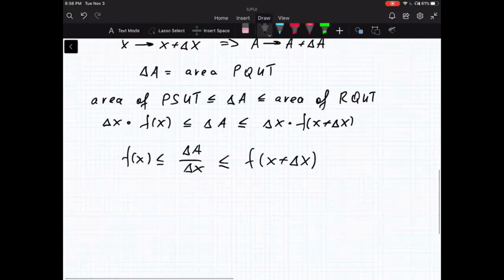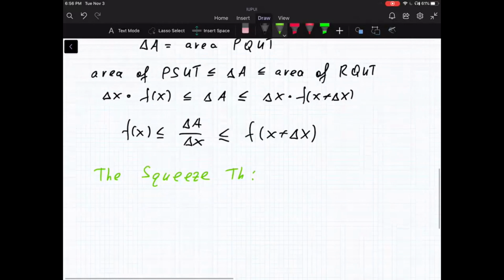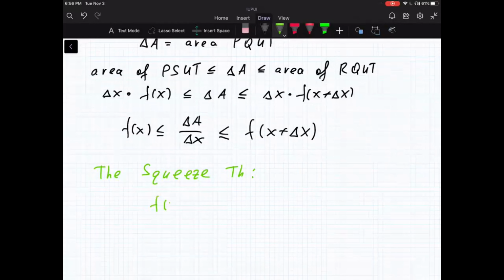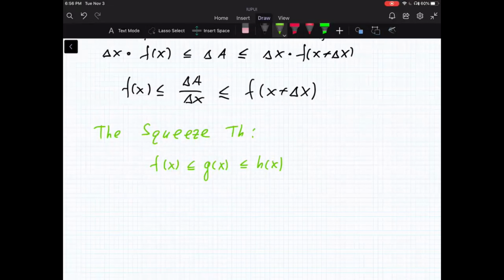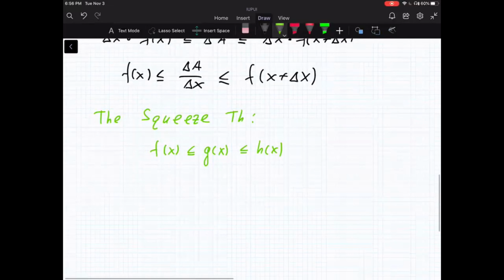And now let's recall the squeeze theorem, which says that if you have an inequality of three functions, say f of x less than g of x less than h of x, and suppose the limits of f of x and h of x exist when x goes to a, then the limit of g of x also exists and is between those two limits. So in other words, the inequality holds after you pass to the limit.